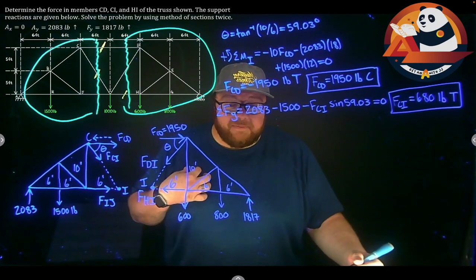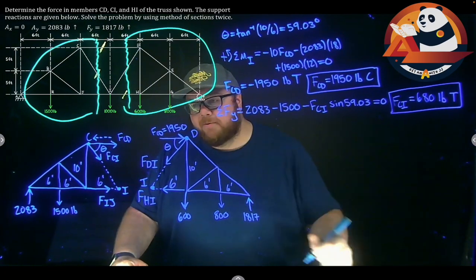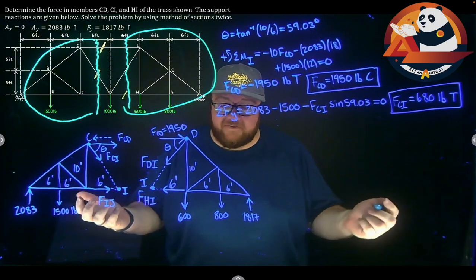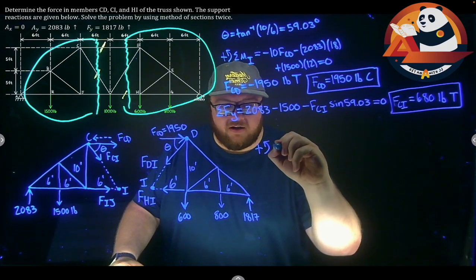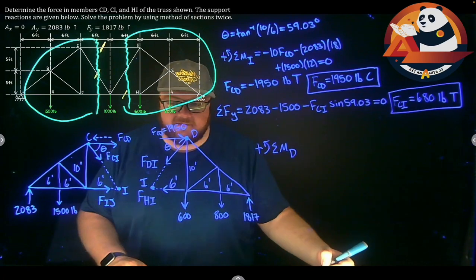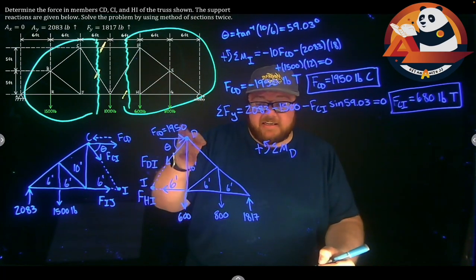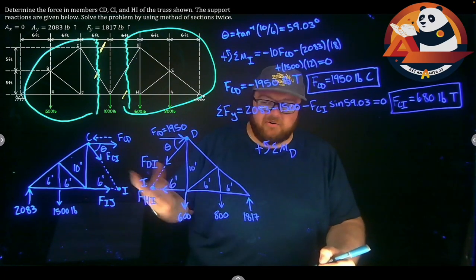But probably the easy approach here would just be to say, if I go in some moments here about point D, I get rid of FDI in that. It passes through D. I can find my answer right away. So we'll do that with positive, going counterclockwise. Let's sum our moments up about point D. I'd eliminate FDI, FCD, and that 600-pound force also passes through D. So I could ignore it as well.